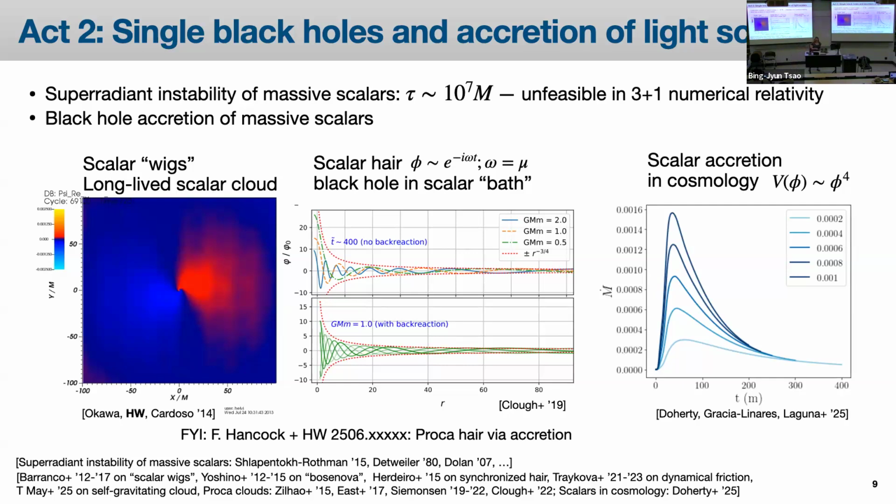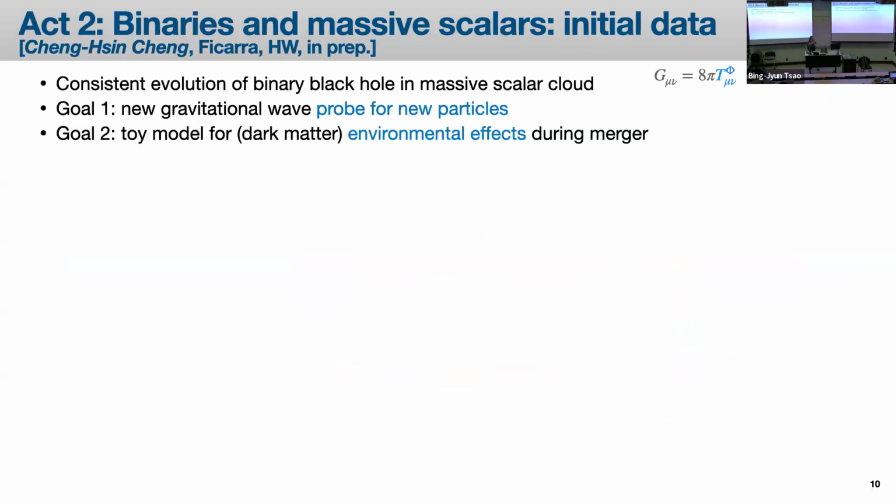Now the question is, what happens if I put this into a binary? And this is work that we are writing up with Cheng-Ching, Giuseppe Ficara, and myself. So here we really want to look at consistent evolution of a binary black hole inside a condensate of a massive scalar field. So at the moment, we're not asking how the scalar field got there. We just put our binary into this environment. And we also say, okay, let's for the moment think about a scalar field that is spherically symmetric. Take that as a toy model.